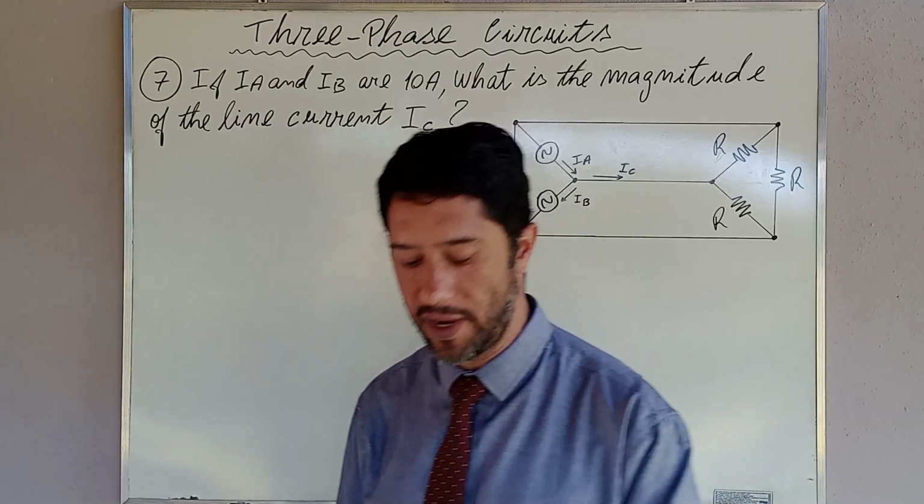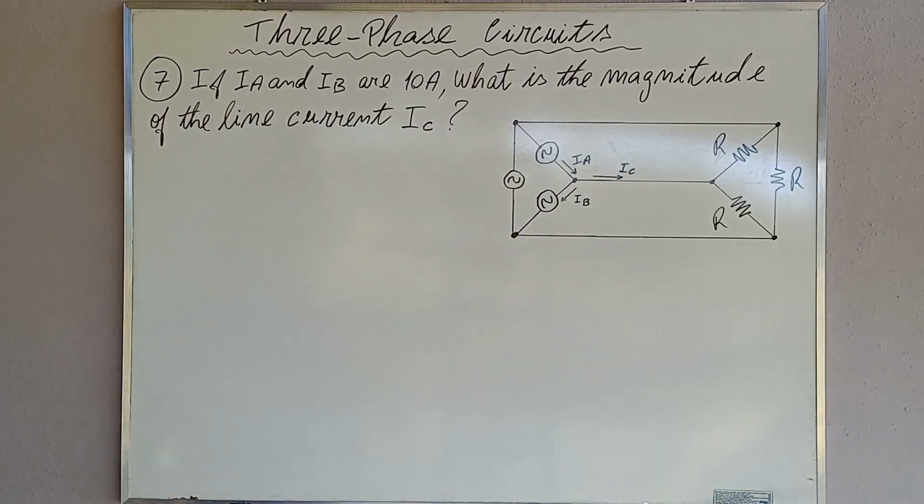Exercise number 7. In the three-phase circuit shown, the source is symmetrical and the load is balanced and purely resistive. Both the source and the load are delta connected. A technician measured the magnitudes of the phase currents IA and IB and found 10 amps for each. With this information, determine the magnitude of the line current IC. This is the question. Let's go to the solution.